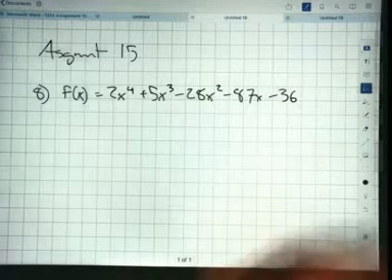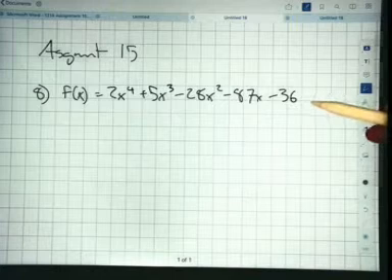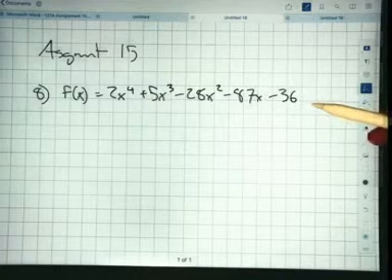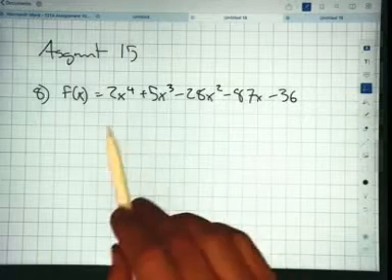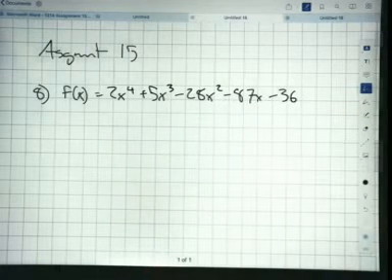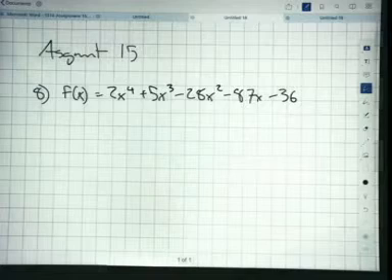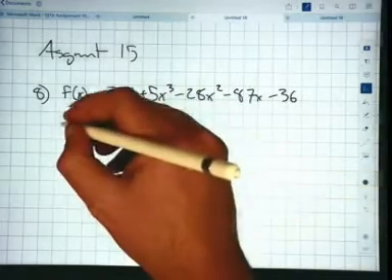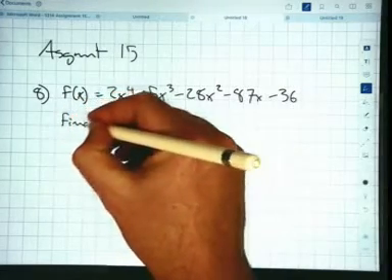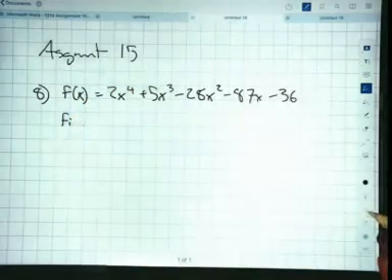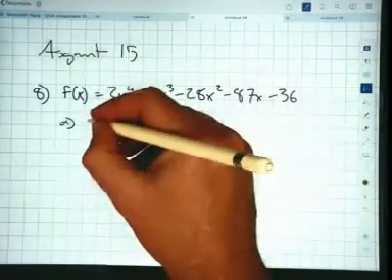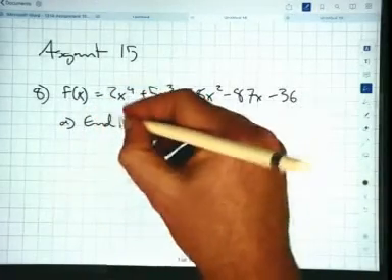Number one, I'm just looking at this already. I'm saying I don't know how to factor it. It's a 1, 2, 3, 4, 5 term polynomial, so I don't know how to factor 5 term polynomials. So actually before we talk about finding those zeros, let's talk about part A, the end behavior.